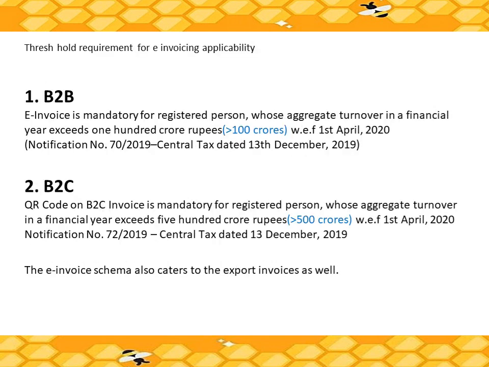Threshold requirement for e-invoicing applicability. First is the B2B. E-invoice is mandatory for a registered person whose aggregate turnover in a financial year exceeds 100 crore with effect from 1st April 2020. So any business who are doing B2B business and having turnover more than 100 crore required to mandatorily follow e-invoicing. And in case of B2C, the limit is 500 crore. The e-invoice scheme also caters to the export invoice as well.